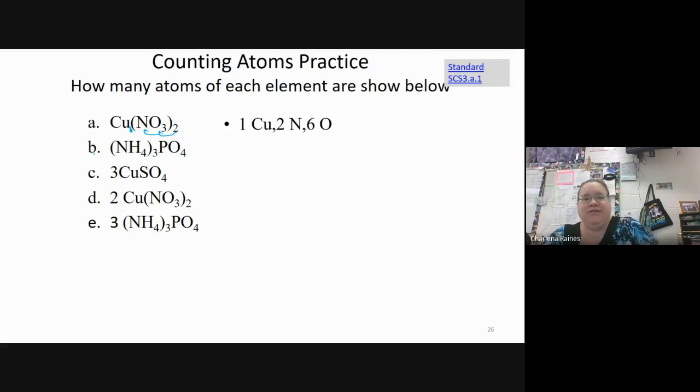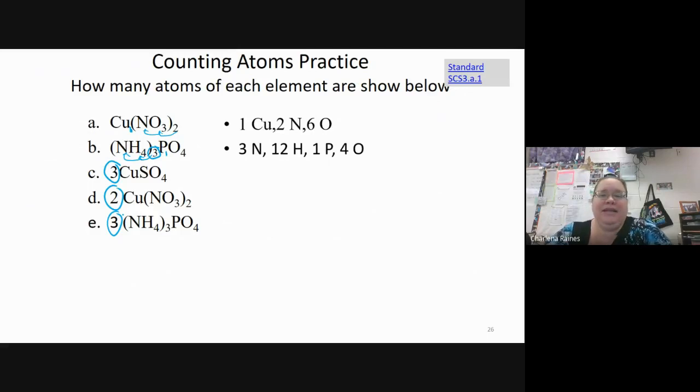Same thing with the ammonium phosphate. This 3 that is outside the parentheses distributes in and multiplies both the subscripts, my visible 4 and my invisible 1. When everything's distributed out, we have 3 nitrogens, 12 hydrogens, 1 phosphorus, because there's no parentheses here, nothing to distribute, and 4 oxygens.